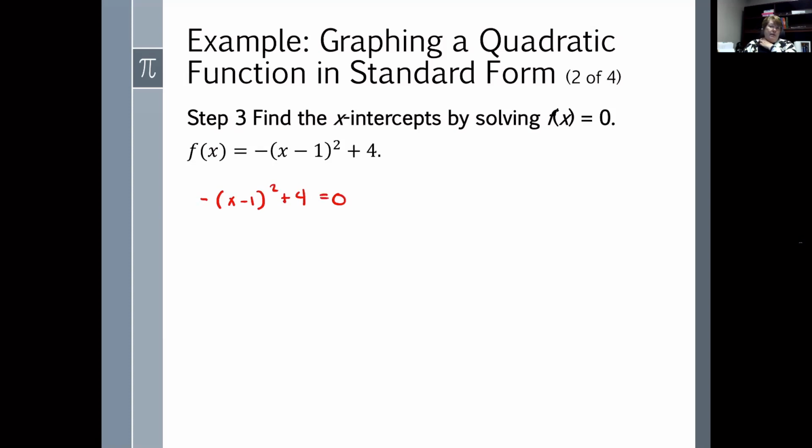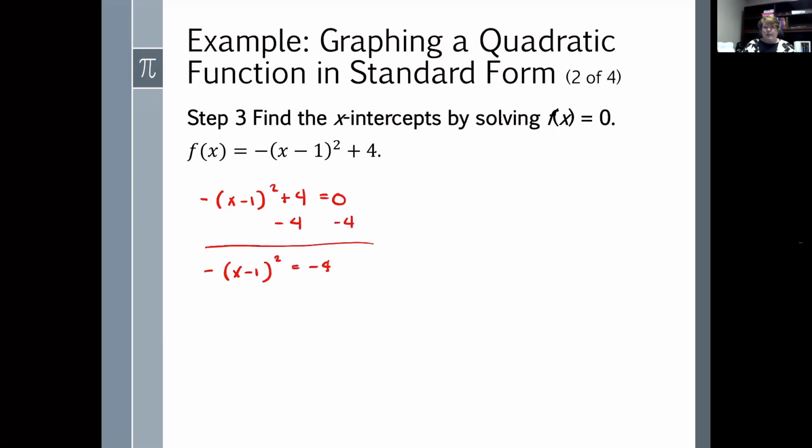Probably the easiest way to solve this quadratic equation when the quadratic function is in standard form is to use the square root property. You could certainly multiply this out and use the quadratic formula or factoring if you wanted to. It's just faster, in my opinion, to use the square root property. So I'm going to subtract 4 from both sides. And yes, I could add the negative x minus 1 squared to both sides. I'm just going to do it this way.